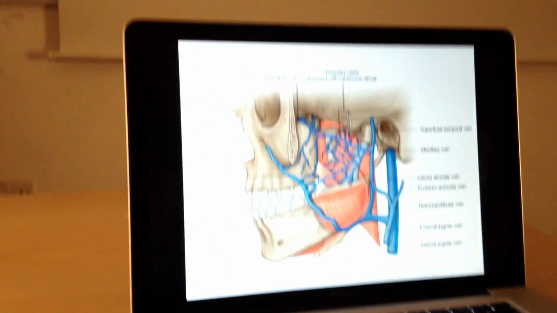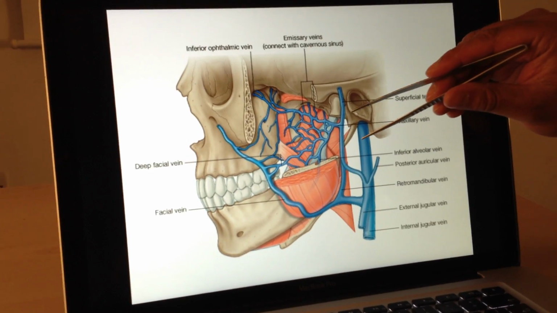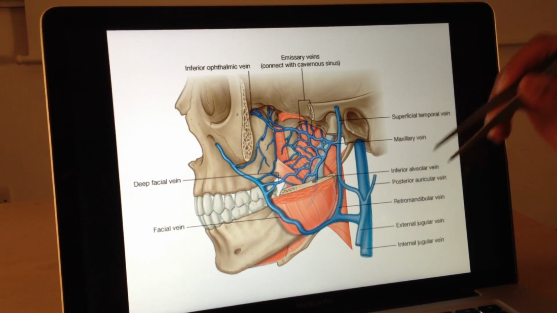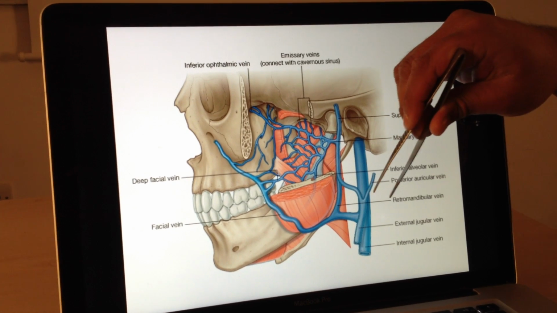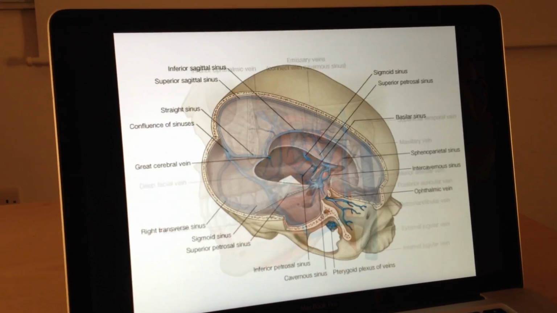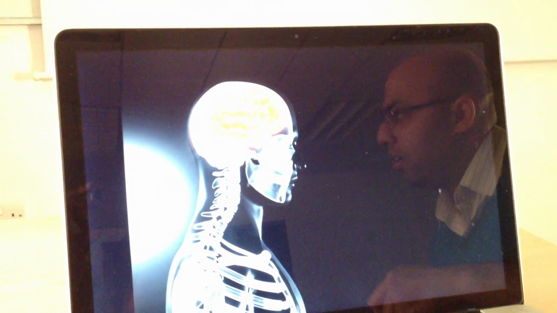So we met before our external jugular vein formed by our facial veins, our pterygoid plexus, and our retromandibular vein, and we've now met our internal jugular vein, and together these all form the entirety of the venous drainage for the head and neck.